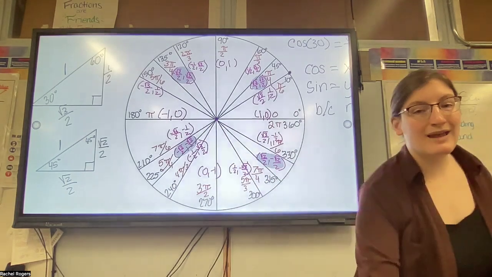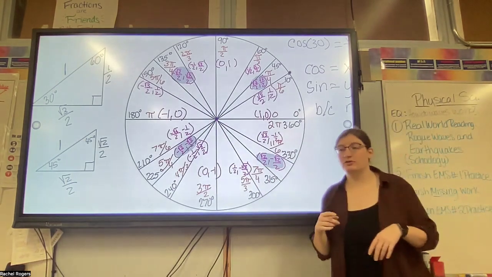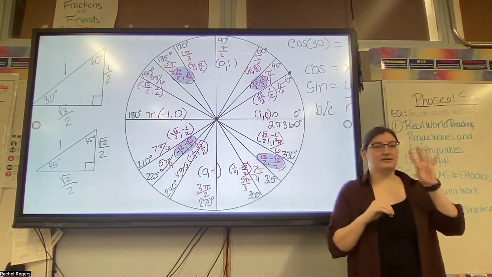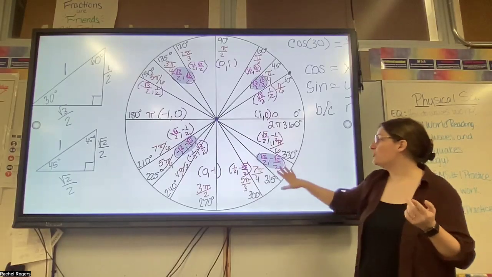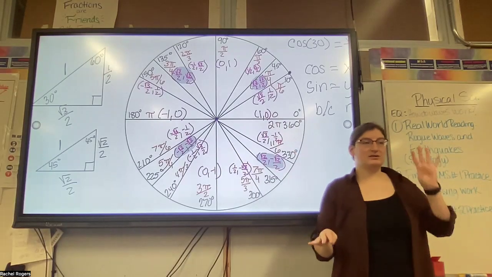So of your total 8 of your root 2 over 2 times that it occurs, half are positive, half are negative. Okay, so that's one way that you can double check that you aren't missing one, is it should be an even split positive, negative.